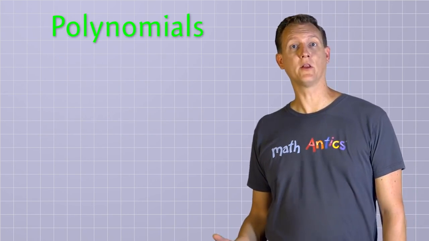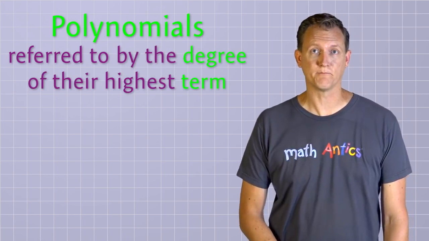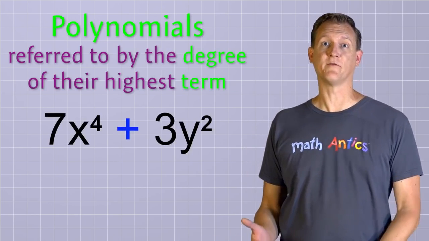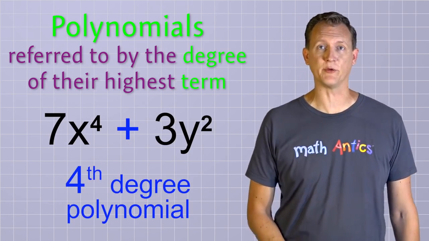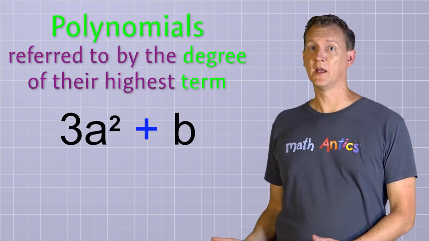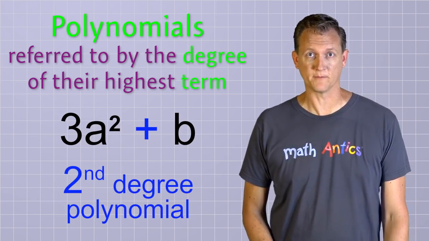Okay, but why do we care about the degree of terms? Well, it's because polynomials are often referred to by the degree of their highest term. If a polynomial contains a 4th degree term, but no higher terms, then it's called a 4th degree polynomial. But if its highest term is only a 2nd degree term, then it's called a 2nd degree polynomial.